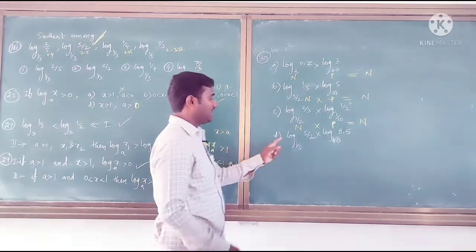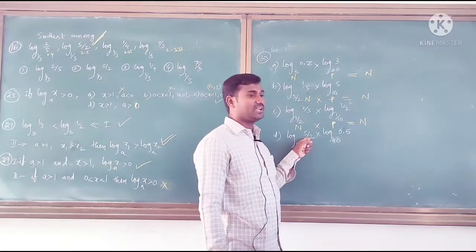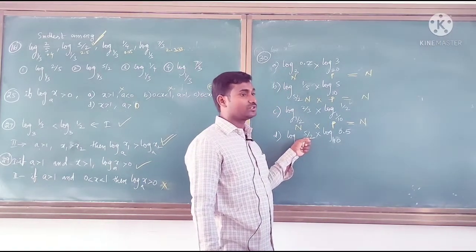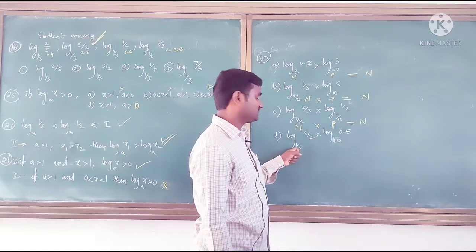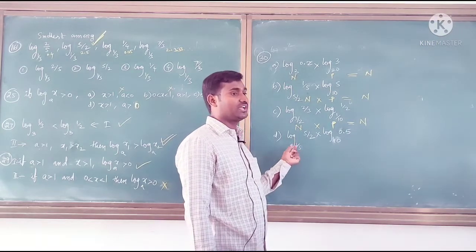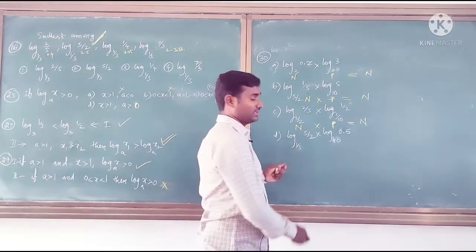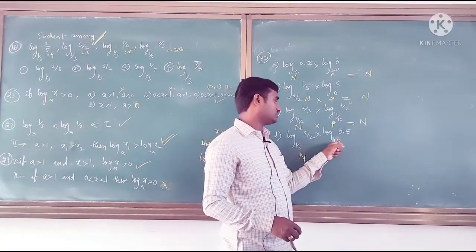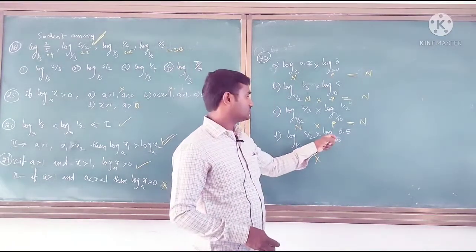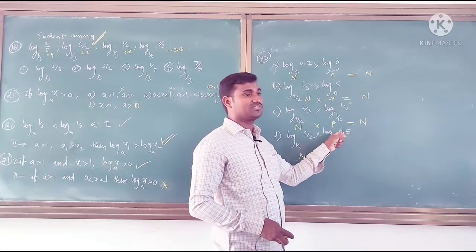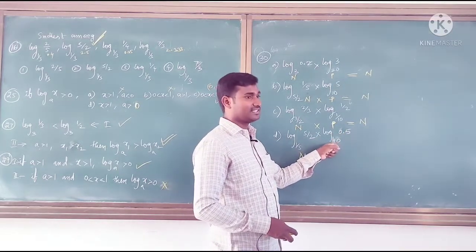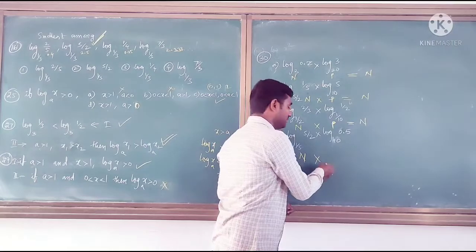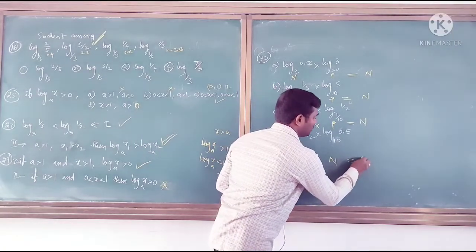Next, log 5 by 2. 5 by 2 is 2.5, which is greater than 1. And this is 1 by 5, which lies between 0 and 1, so it is negative only. Into log 0.5 to the base 10. 0.5 lies between 0 and 1 and the base is greater than 1, so a negative value will come. So negative into negative is positive.